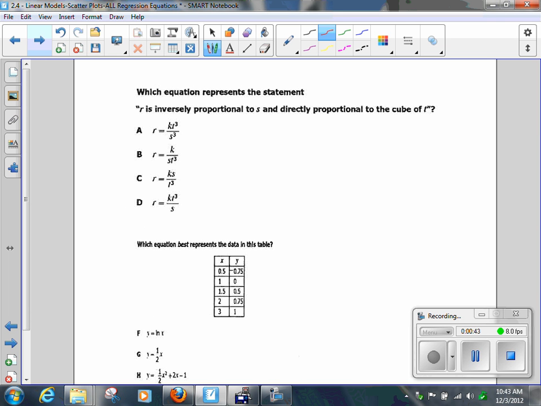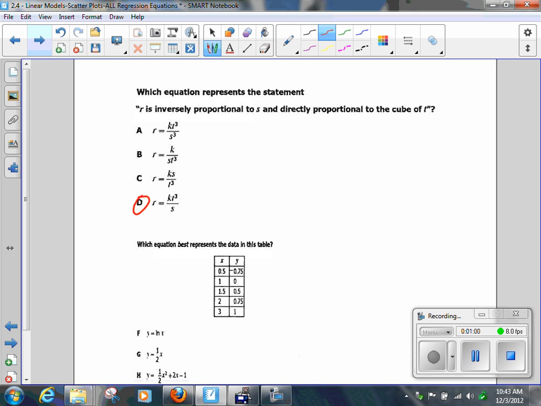The next one, which equation represents the statement inverse proportional to S? All right, guys, this had nothing to do with the line of best fit, but it was good to throw in here because we need to review it. You should have had D as your answer for this one.